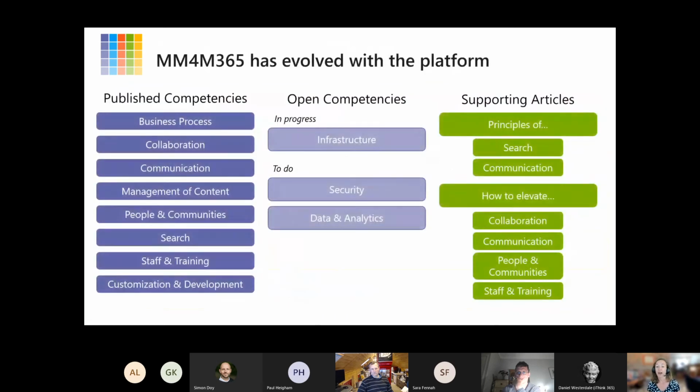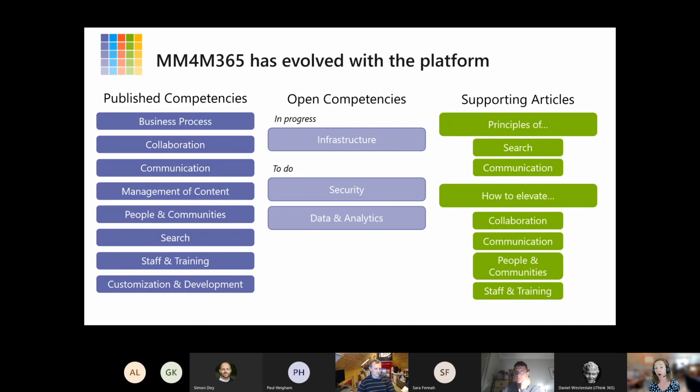So that is a ton of how and why information, but what does it actually look like? So this is a quick view of the maturity model for Microsoft 365, which we've been trying to evolve with the platform. Essentially, this started out with the SharePoint maturity model that Sadie Van Buren had started in 2010. So along the left side, you can see we have our published competencies and open competencies.